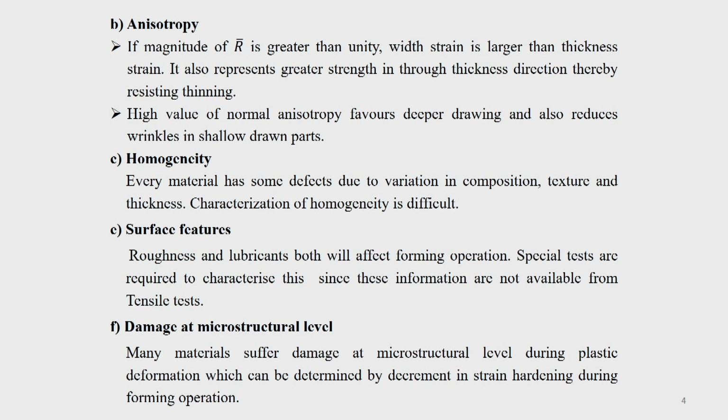Now, certain things is the anisotropy which we were discussing earlier. If the magnitude of anisotropy is greater than unity, then width strain is larger than the thickness strain. So, anisotropy is the ratio of width strain to thickness strain. So, the higher the value, the larger the width strain. So, it also represents greater strength in the through thickness direction. So, any material with a higher R value, you will see that its higher strength is there in the through thickness direction. Thereby, your thinning is reduced.